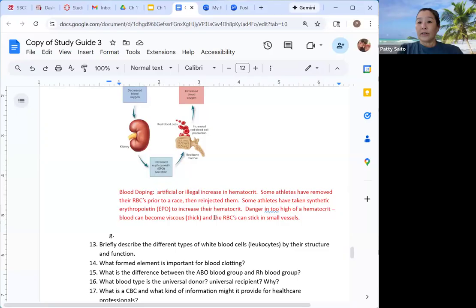But there is a danger that comes with doing these things. Your blood can become thickened with too many cells in it, and it can block small capillaries and cause strokes and death. So you have to be really careful with what you do. All right, let's continue on.